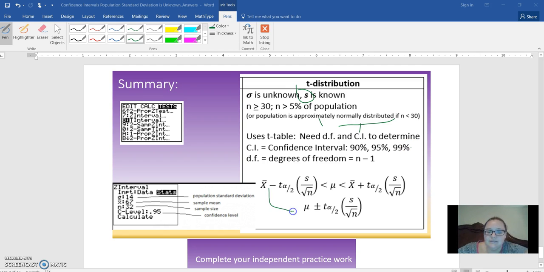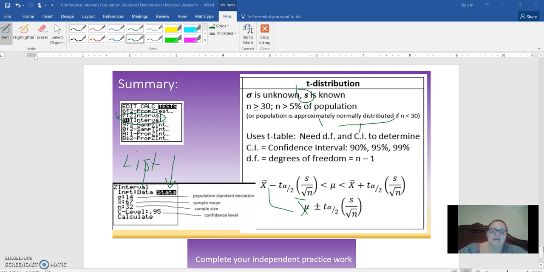All right, so here are the formulas. You could also just use the t-interval on the calculator. Depending on whether you have data in a list, or it just tells you the information, you can type it in and push calculate. This is for when we don't know the population standard deviation, we know the sample standard deviation, and we find an interval to estimate the population parameter, the information in the population.